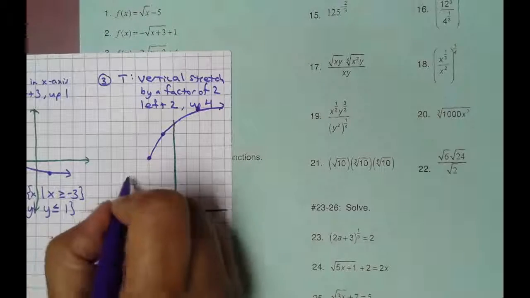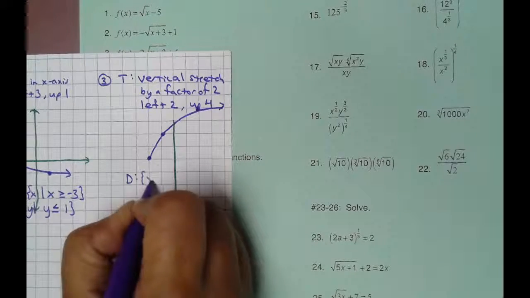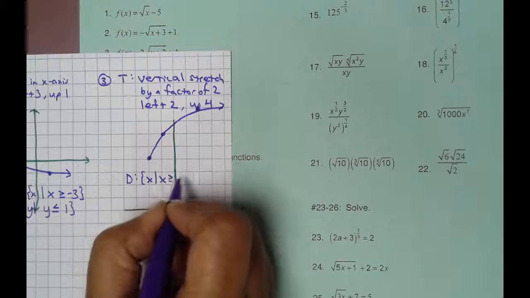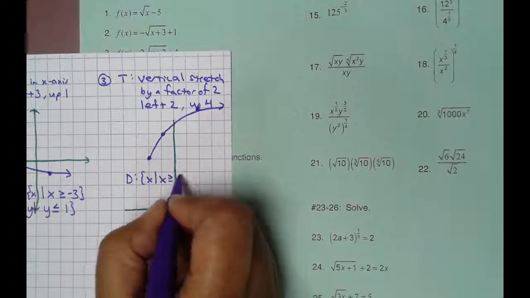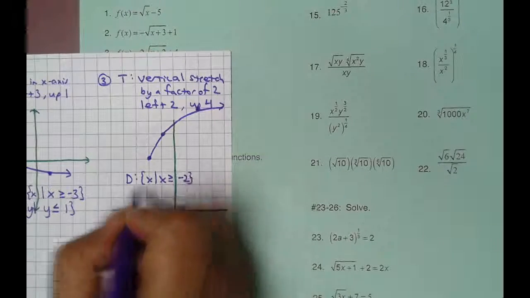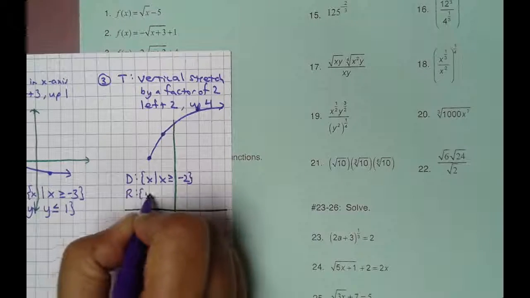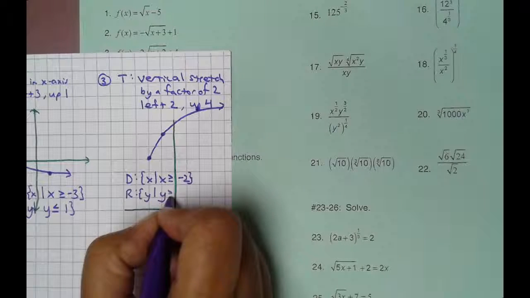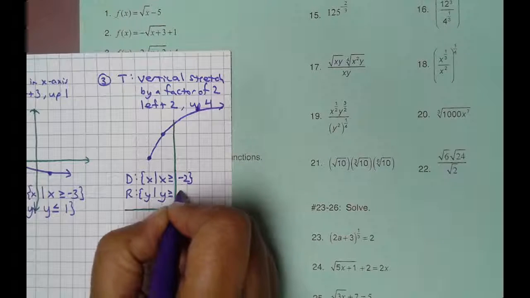And then domain, we have x such that x, it is going to the right, so it's still greater than, and it's greater than or equal to -2. That's the starting point before it goes to the right. And then for the range, we have y such that y, it is going up, so it should be greater than or equal to the 4.